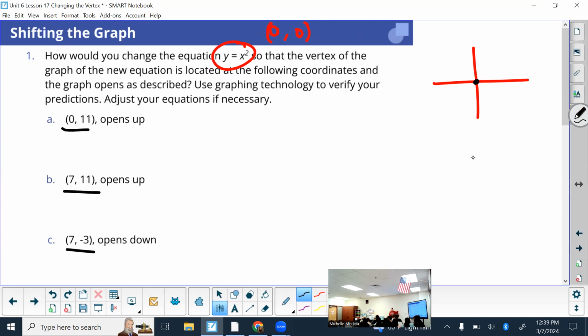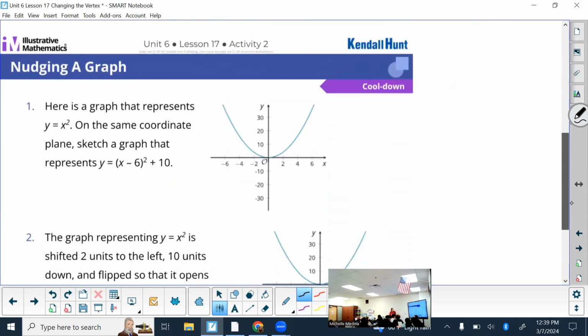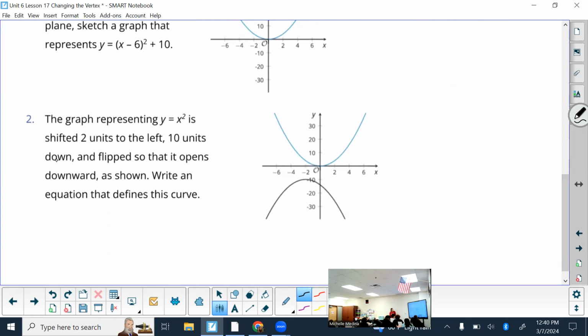Did it go up, down, left, right? Did it reflect? That's what you're doing. If this is my new vertex and it opens in this direction, what was the change? Be able to tell me that. For the next part, it gives you a couple things to do, like sketching when it's in the vertex form. Giving you the transformations, like that it's shifting to left, 10 down, flipping, and asking for the equation.